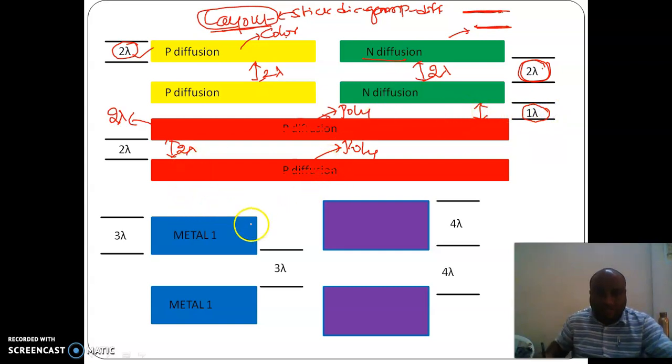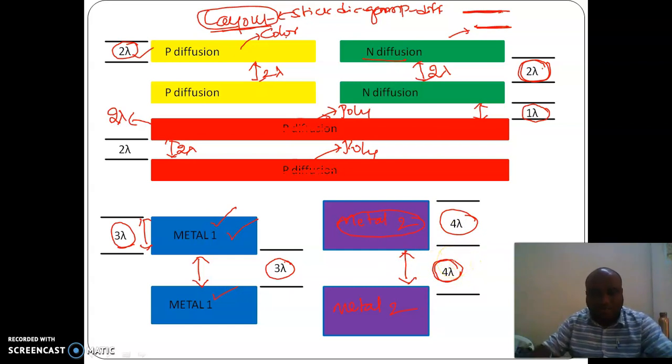Coming to the metals, this is metal 1. Few designs may require metal 2 also. Magenta represents metal 2, whereas blue is used for metal 1. The width of metal 1 in the layout is 3 lambda, and the separation between metal 1 and metal 1 is 3 lambda. The width of metal 2 is 4 lambda, and the separation between metal 2 and metal 2 is 4 lambda. Hope this is understandable.